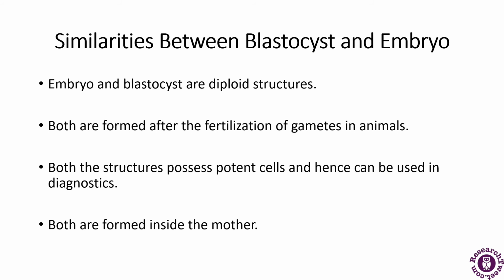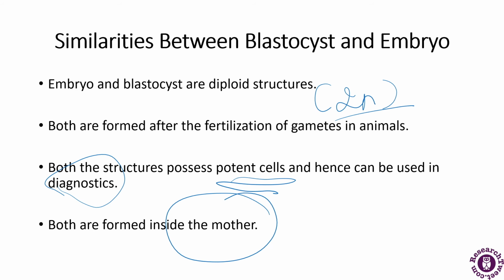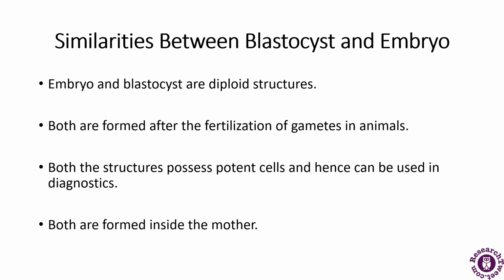The next is about the similarities between the blastocyst and the embryo. So now what are the similarities? Both the embryo and the blastocyst are diploid structures, which means they are 2N. Both are formed by the fertilization of gametes in animals. Both structures possess potent cells and hence can be used in diagnostics. And both are formed inside the mother. So this is important, that both are formed inside the mother.